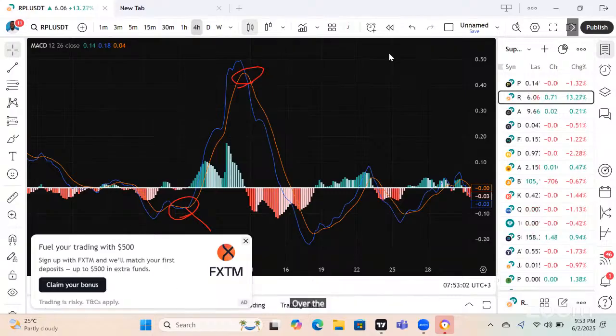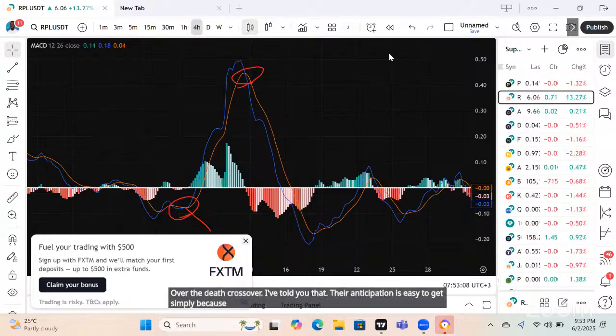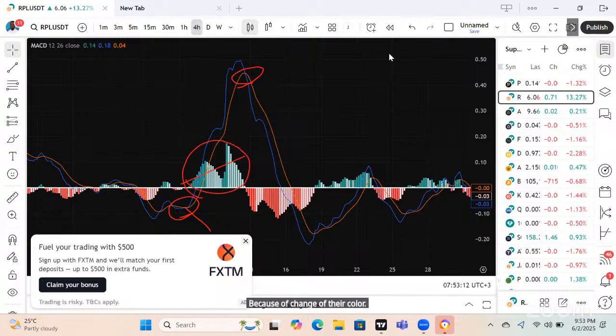I've told you that the anticipation is easy to get simply because of following the histograms, because of the change of their color, moving away from a darker green to a light green, trying to show you that buyers are getting in. Also, the sellers are getting in. So that's how some people use this golden cross.